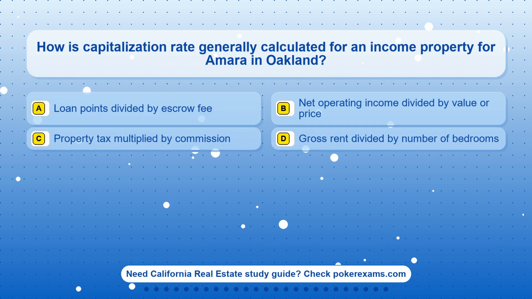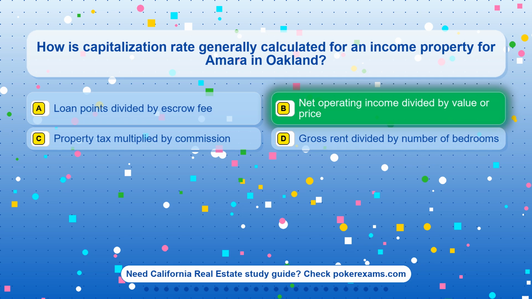Question 13. How is capitalization rate generally calculated for an income property for Amara in Oakland? Option A, loan points divided by escrow fee. Option B, net operating income divided by value or price. Option C, a property tax multiplied by commission. Option D, gross rent divided by number of bedrooms.